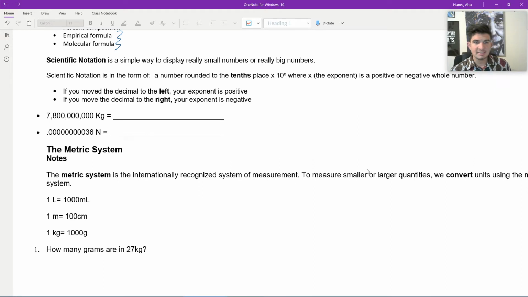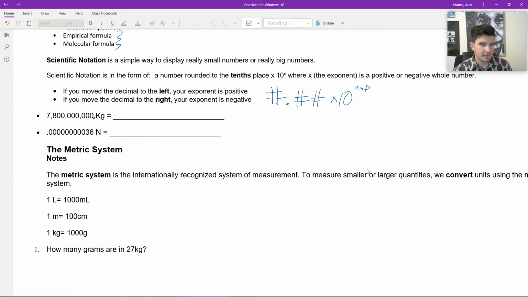Scientific notation is a simple way to display really small numbers, think many zeros after a decimal, or really big numbers. The easiest way to do that is you look at where your decimal is in a number, and you move it over to where you want it to be. Almost always, your answer will be in the form of a number, decimal, two more numbers, times 10 to the exponent. And that exponent is how many times you've moved your decimal over from the original number.